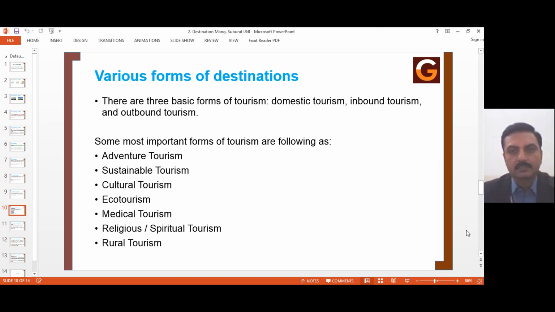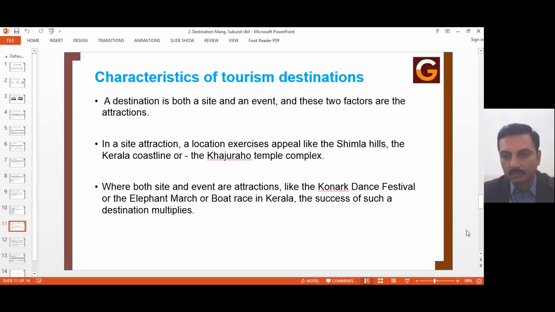Next, we can see the characteristics of the tourism destination, what kind of character a particular tourism destination will have. A particular tourism destination may be an event, or it may be a site. If it is a particular place, we call it a site. If it is a particular fair, it may be a musical concert or a New Year program, then we call it an event. In that case also, we use the term tourism destination.